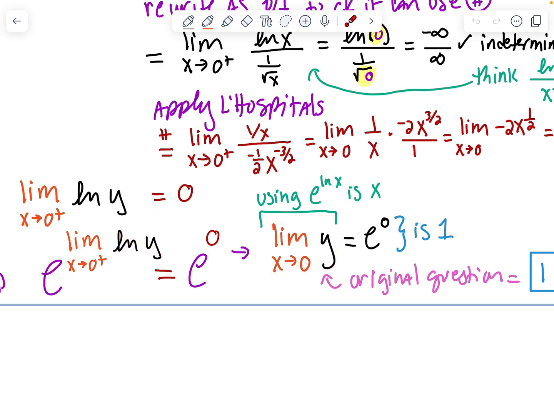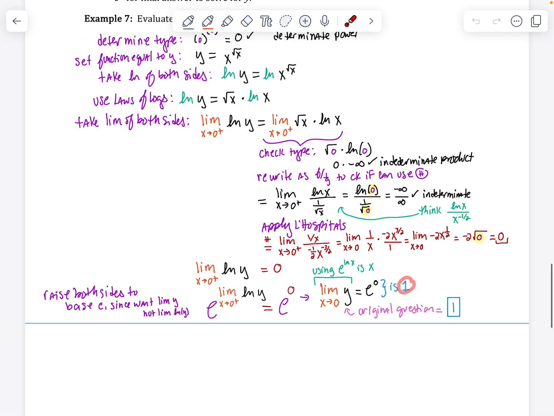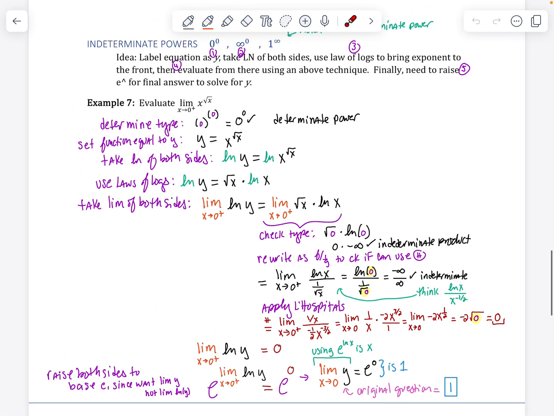On the right side, we had e to the 0, but remember e to the 0 is just 1. So if you can see this tie-in, I have the limit of y, but we said y is really this thing. So I really have the limit of x to the power of square root of x, and we just said that whole thing equals 1.